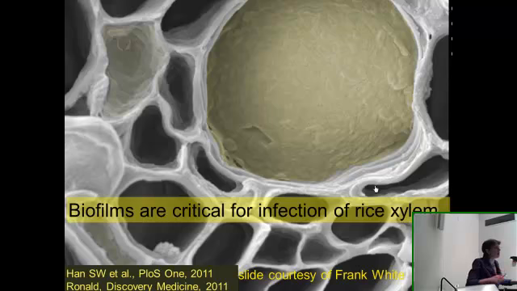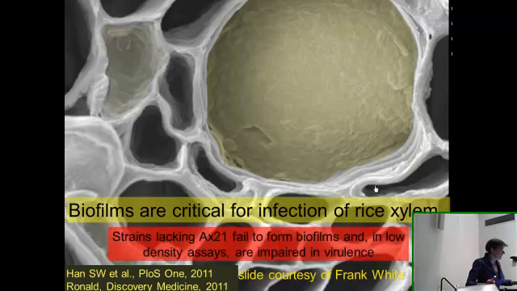So Frank White, a colleague in Kansas, had taken these incredible images of Xanthomonas infecting xylem cells. What you see here are bacteria packed very thickly into the cells. In fact, they look exactly like a biofilm. We then went ahead and took our AX21 mutants, and we were able to show that the AX21 mutants no longer formed biofilms in plate assays, and we showed at low density assays AX21 mutants could no longer infect rice plants. So this indicated that AX21 was important in virulence.